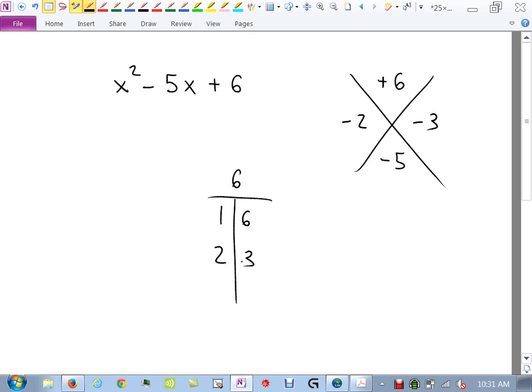So this is why they call it kind of a guess and check method. You kind of guess at it a little bit. If you try 1 and 6, check it, it's not going to work. Does that make sense to y'all? So what is the answer here? X minus 2, x minus 3.